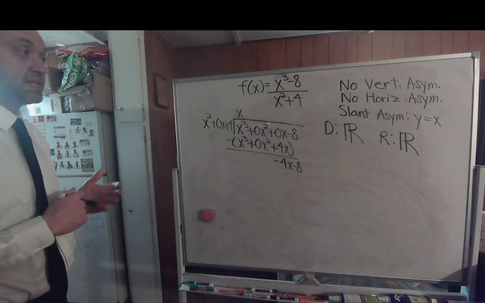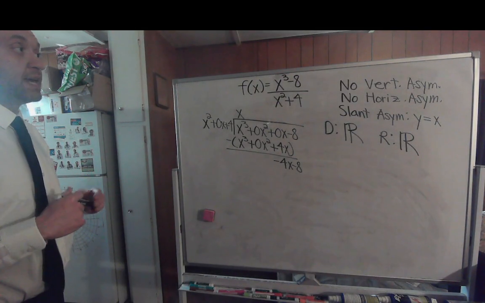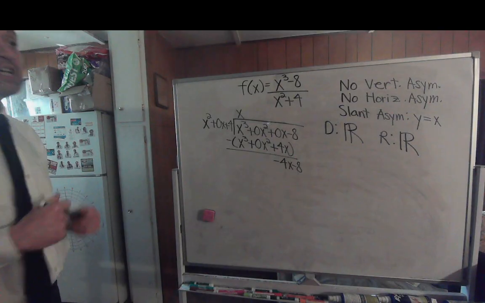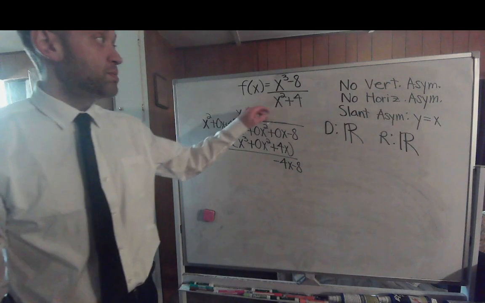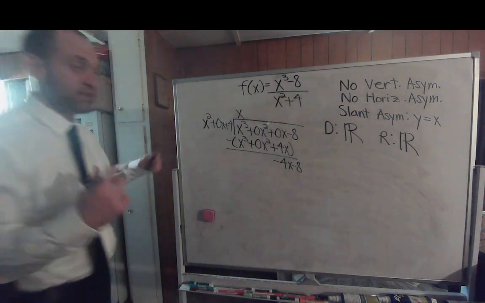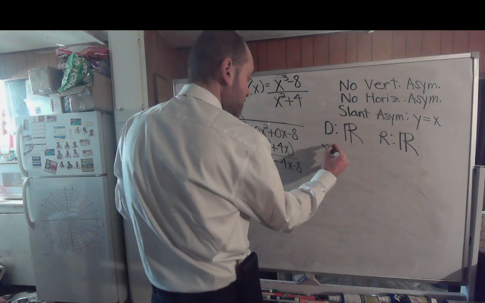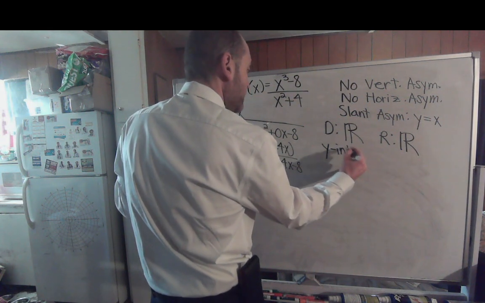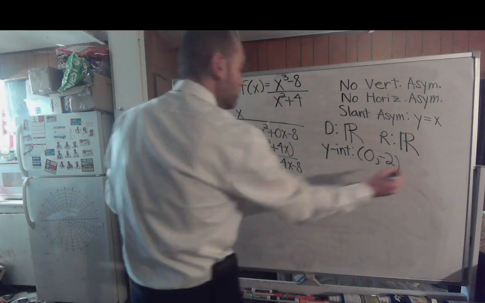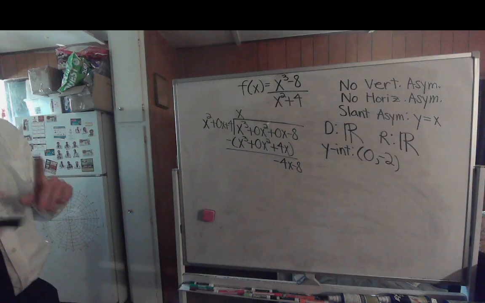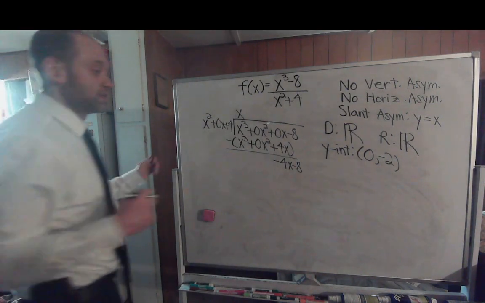Alright, so that was easy. Now what about intercepts? If you want to find the y-intercept, set x equal to 0, you would get negative 8 over 4, which would give you a y value of negative 2. So the y-intercept will occur at the point (0, -2).